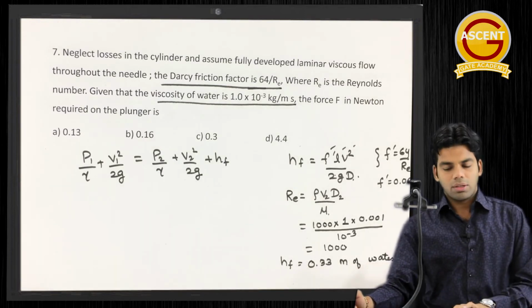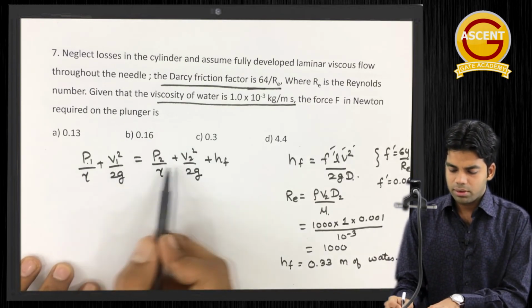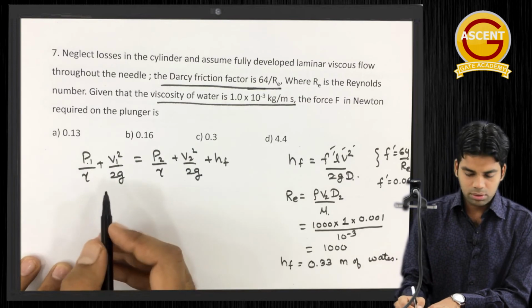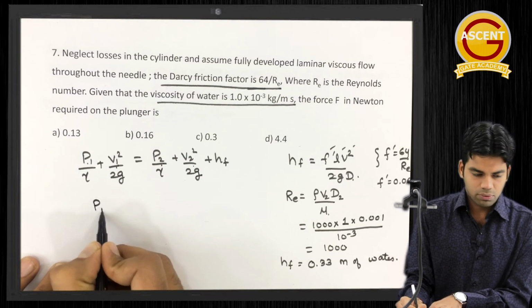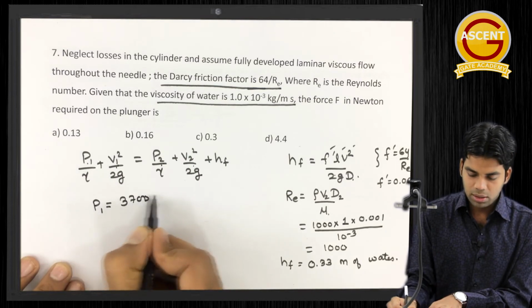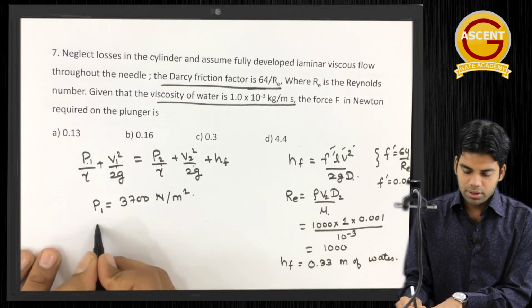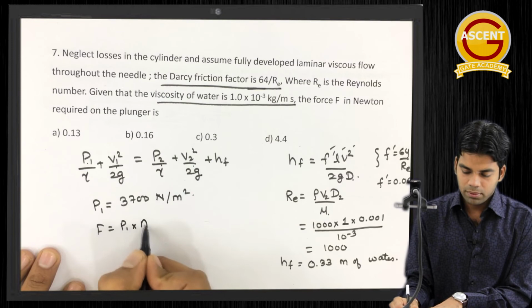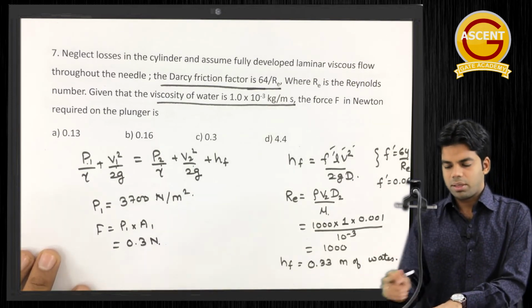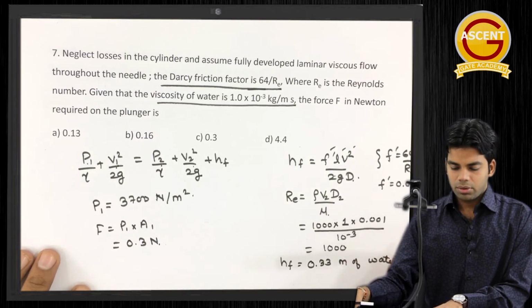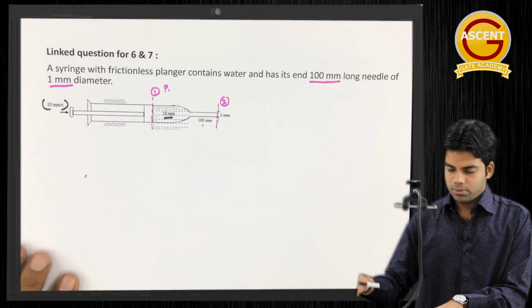Getting this now? Now just put all the values. We have the values of V1, P2, V2 and HF, so we can calculate the value of this P1. From here this P1 will be equal to 3700 Newton per meter square. You can calculate it. Similarly, F is equal to P1 into A1, so this F will be equal to 0.3 Newton. Similar way you can calculate this. Getting this? So the answer is 0.3 Newton, C. Okay, next question.